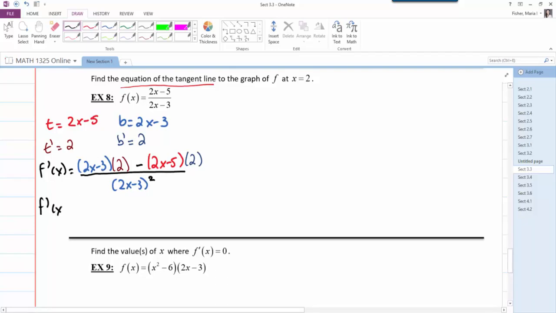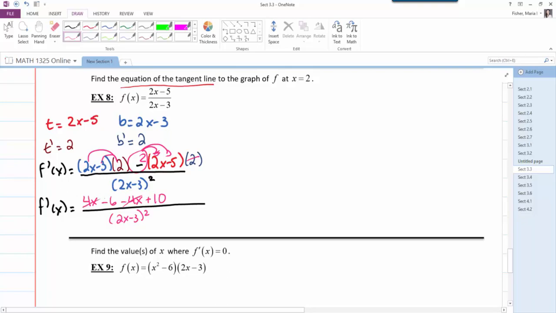So then, if we distribute that numerator, we get 4x minus 6, and then I'm going to stick this 2 in front because it's easier to distribute it as a negative 2. So negative 2 times 2x is a negative 4x, and negative 2 times a negative 5 is a plus 10, and this is all over 2x minus 3 squared.